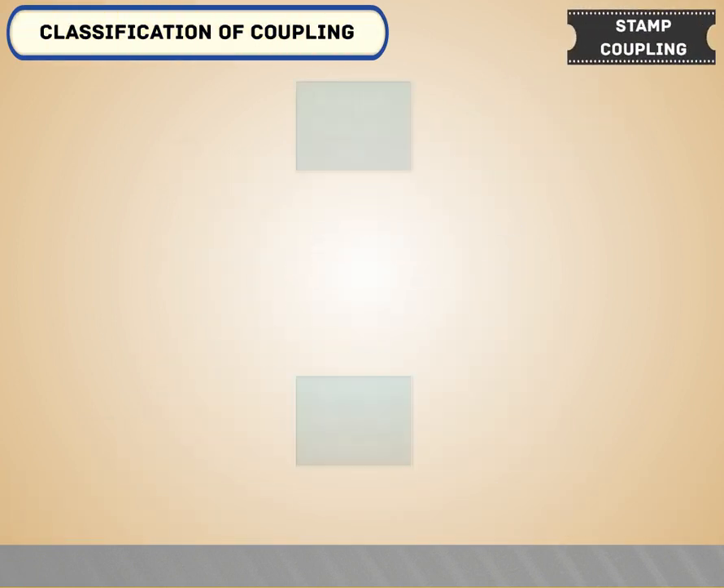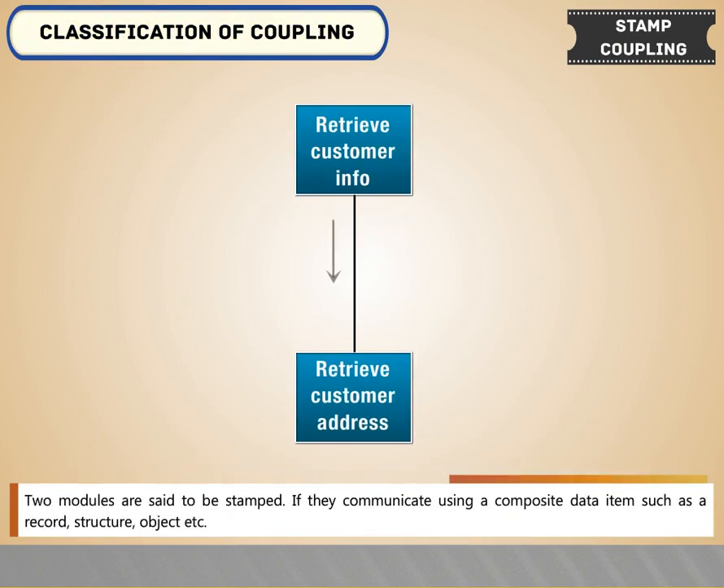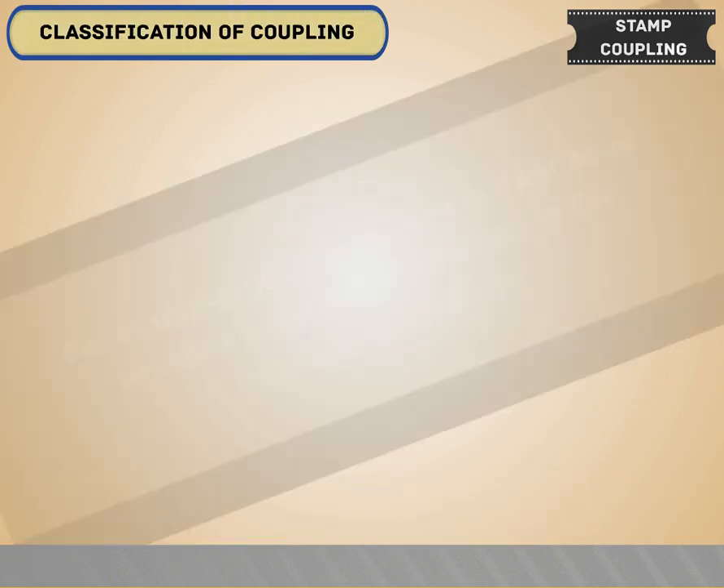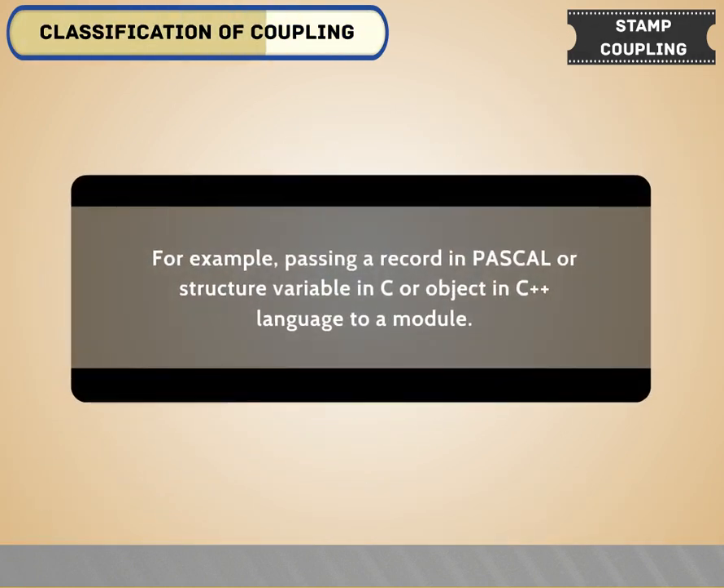Stamp coupling. Two modules are said to be stamp coupled if they communicate using a composite data item such as a record, structure, object, etc. For example, passing a record in Pascal or structure variable in C or object in C++ language to a module.